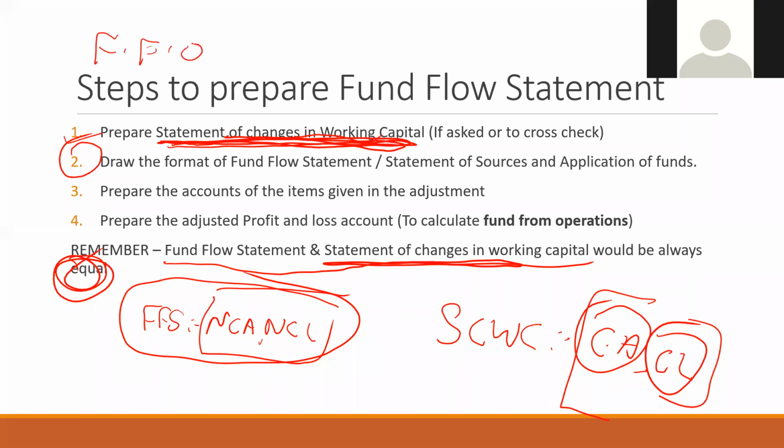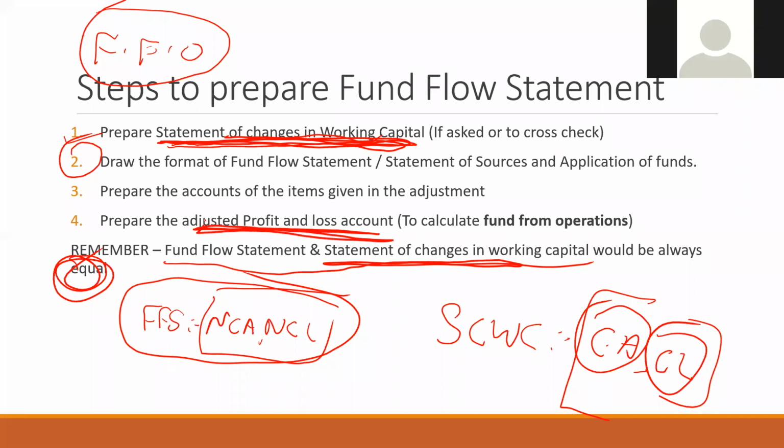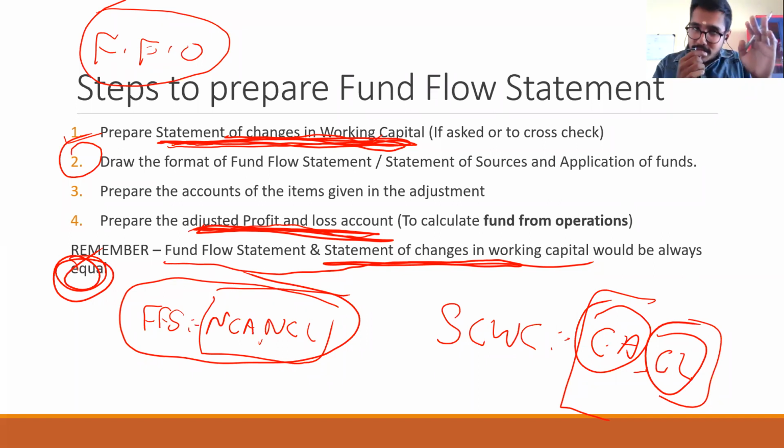from operations. While calculating this fund from operations, we have to see n number of adjustments and prepare an adjusted profit and loss account. Then only will we get the correct fund from operations. I'll tell you the reason why we prepare fund from operations. And we have to prepare the various accounts of the items given in the adjustments.